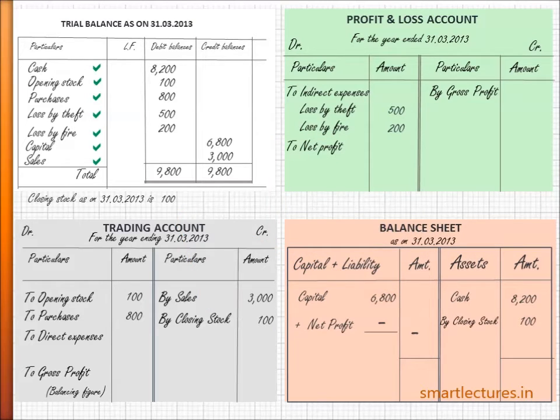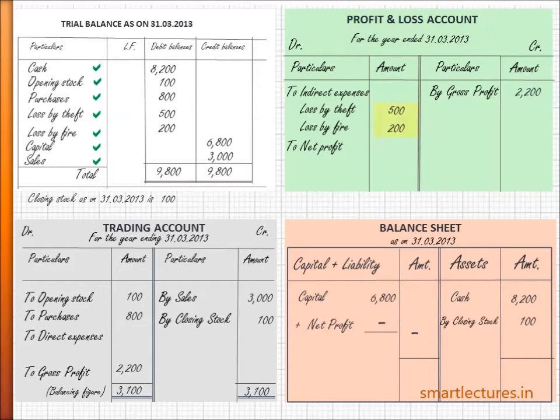So let's prepare the trading account for the year ending. Whenever you write a trading account, you should write down trading account for the year ended. So total 3,100 on the credit side, and on the debit side the gross profit will be 2,200. No need to write down any direct expenses because there was no direct expense. So we have found gross profit of 2,200. It will be taken to the credit of profit and loss account. So profit and loss account for the year ending 31st March 2013.